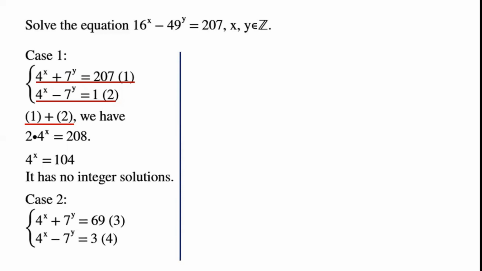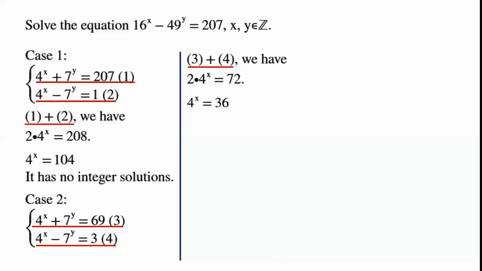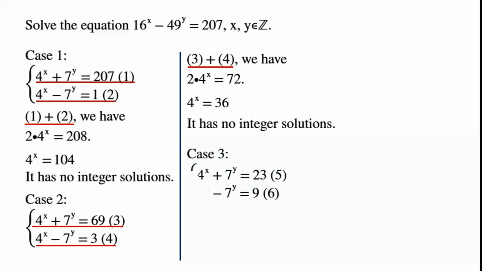Case 2, 3 plus 4, we have 2 times 4 to the power of x equals 72. So 4 to the power of x equals 36. It has no integer solutions.